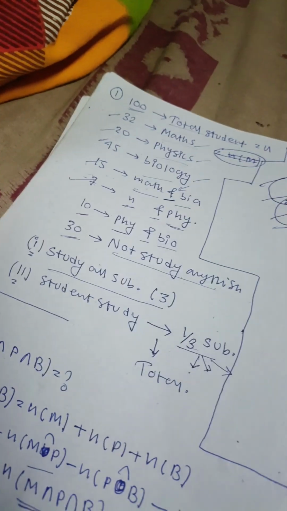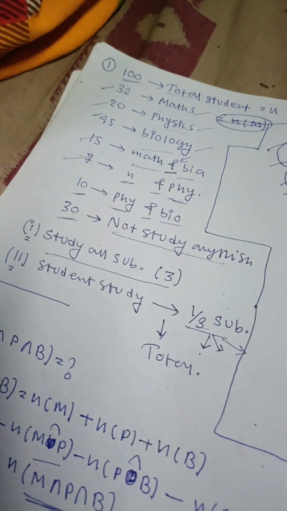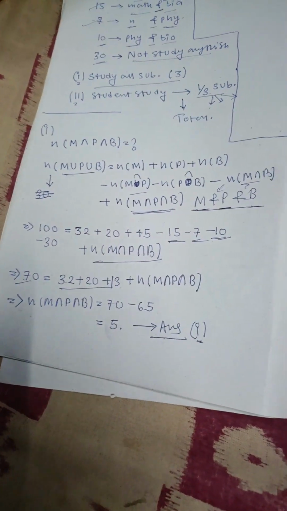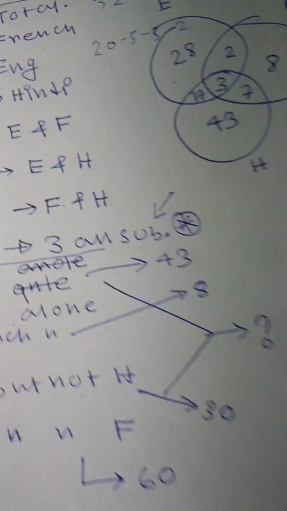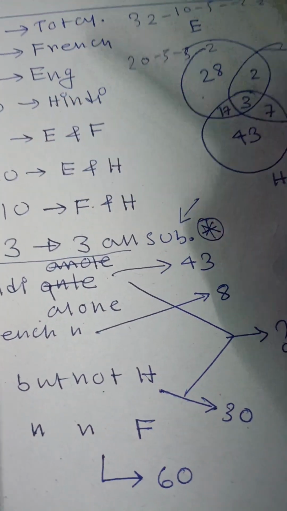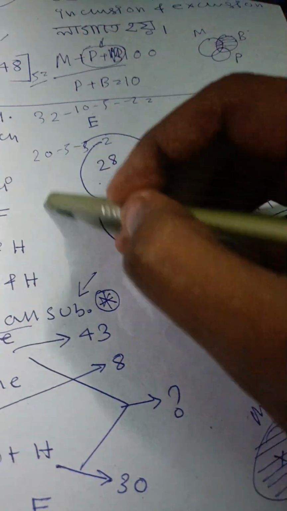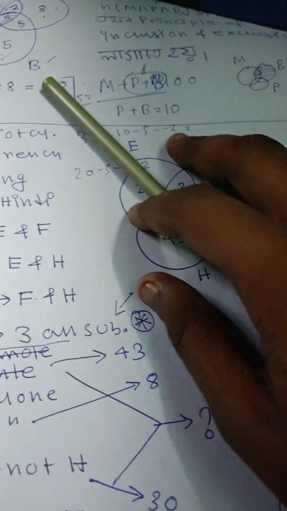In the previous question, it was not given. If it is not given, you have to find it out by the principle of inclusion and exclusion. But here it is given, so we don't need to solve this big chunk. We just have to draw the Venn diagram and solve it.